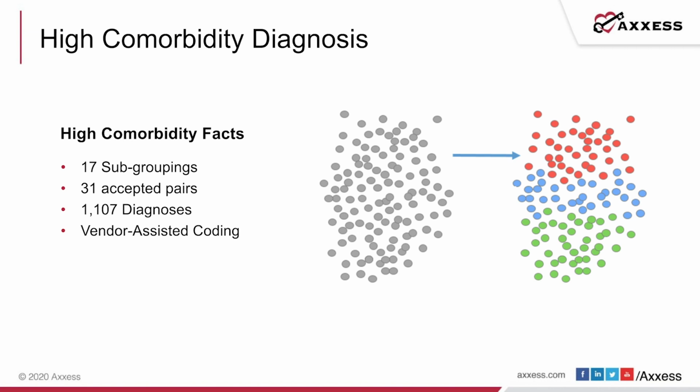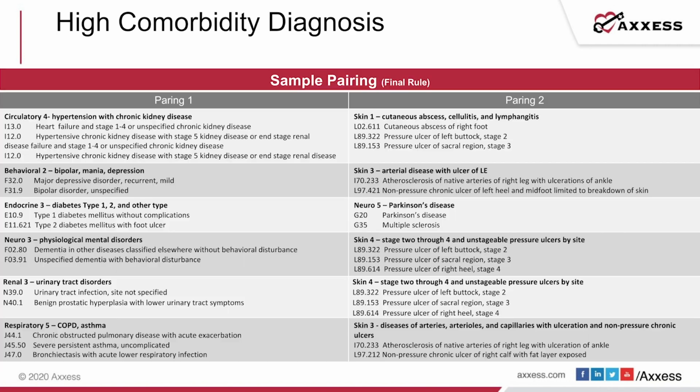A total of 1,107 diagnoses fall in high comorbidity pairings. And again, you're going to want some help keeping up with this because it's a lot to try and dig through manually. These are some sample pairings that came from the final rule. I like to call these buddy codes or buddy pairings of the high comorbidity. They're like peas and carrots and Forrest Gump and Jenny and cats and mice. They always are together. They can't provide you this high comorbidity adjustment if they're not paired together.